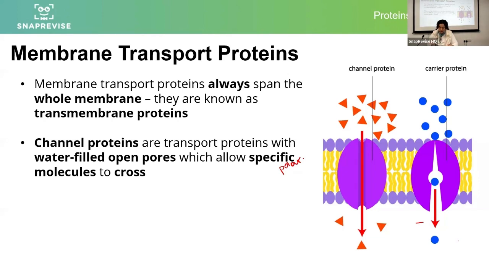So this, for example, here is showing us an open pore of a channel protein. And of course, we're going to see in a minute that they are mainly involved in facilitated diffusion. We then also have carrier proteins, and carrier proteins, in terms of function, they can be fairly similar.